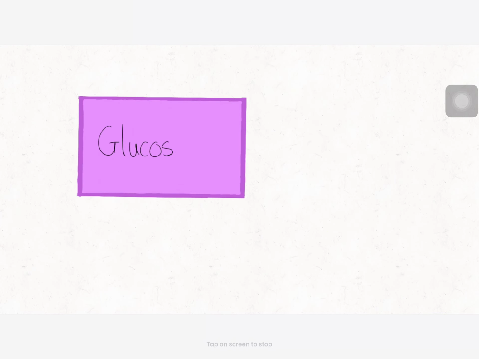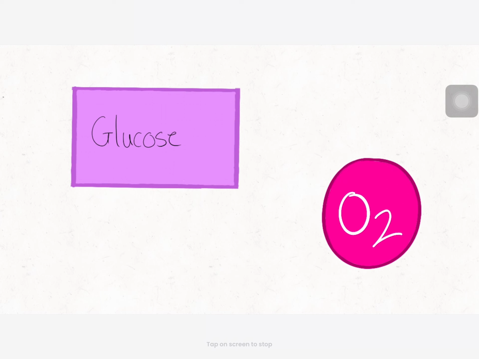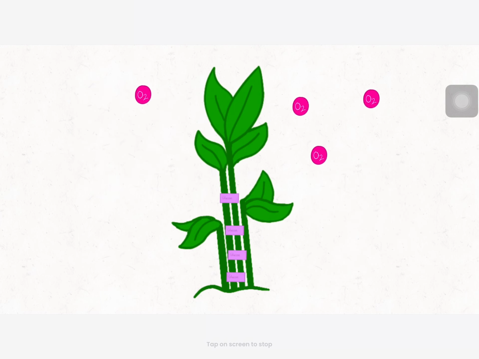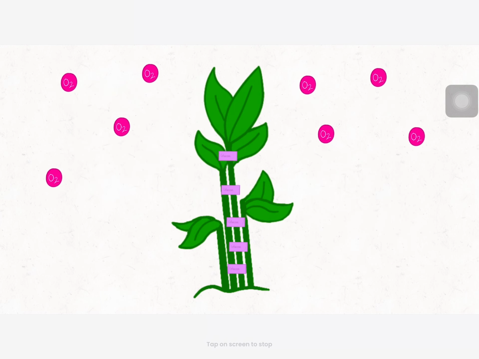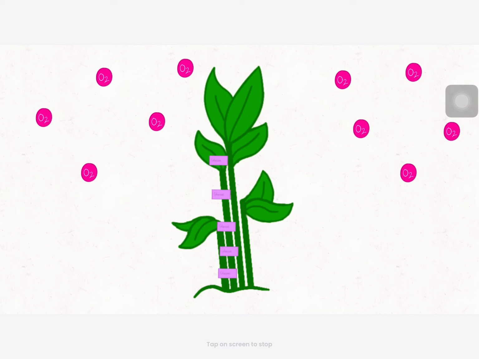After the Calvin cycle, glucose and oxygen are produced. Oxygen is released into the atmosphere and glucose is used as energy for the plant. And this concludes the process of photosynthesis.